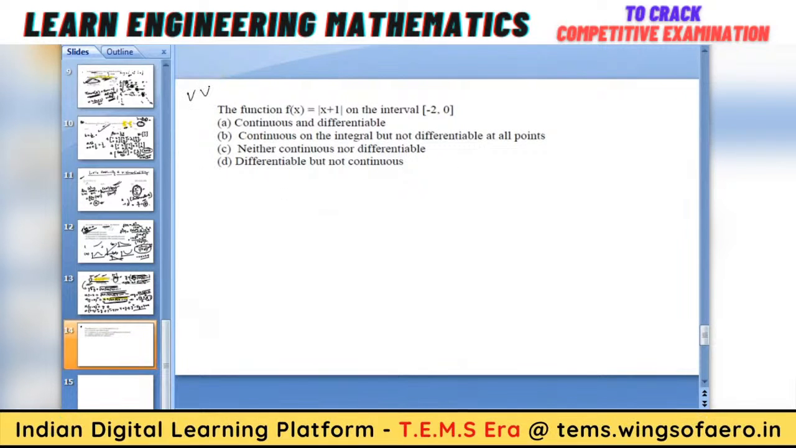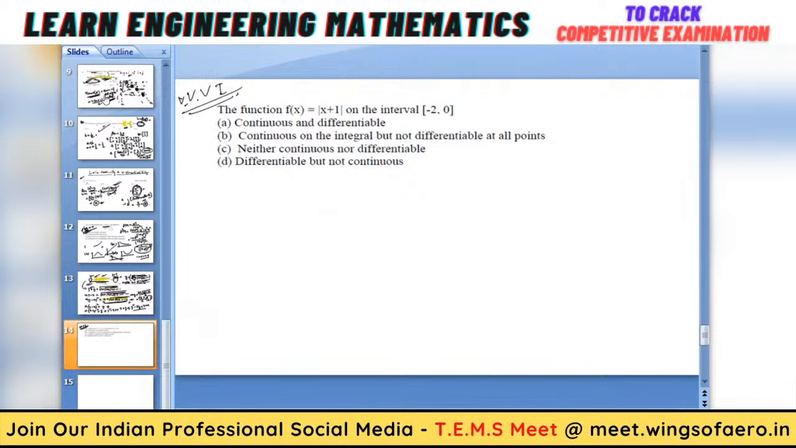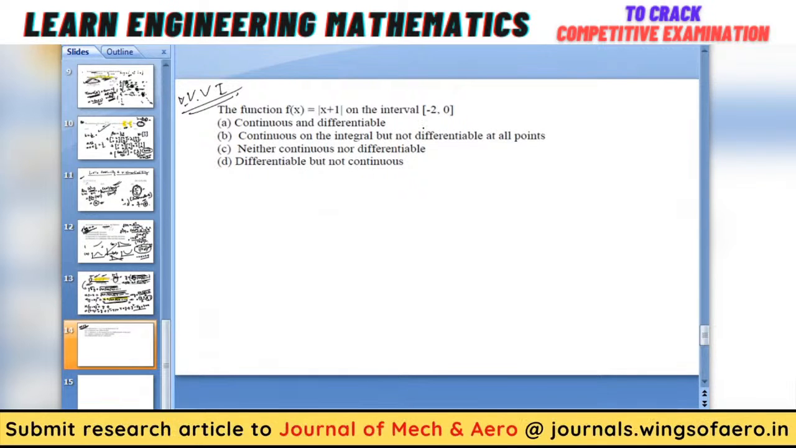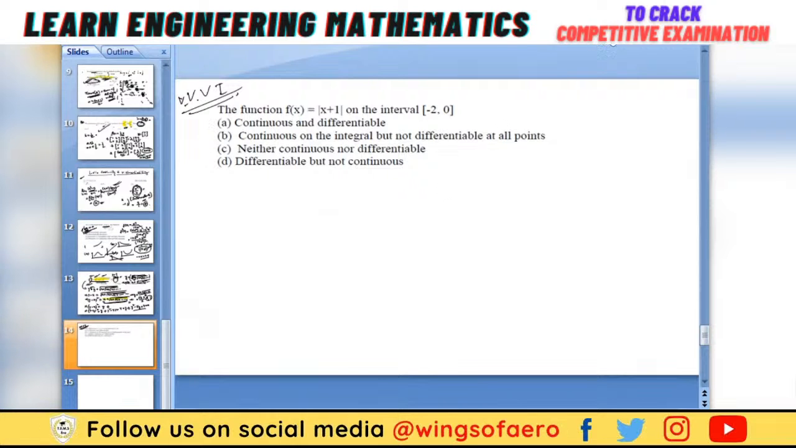Very, very, very important question. VVVI, what I say, triple very. The function f(x) is equal to mod of x plus 1 on the interval minus something to 0. Which one is correct?